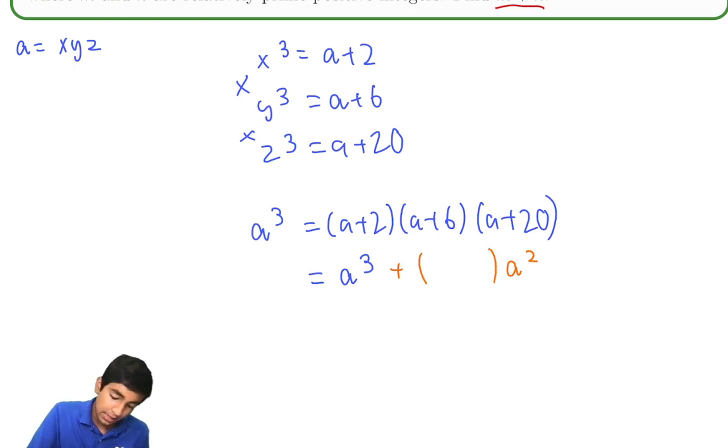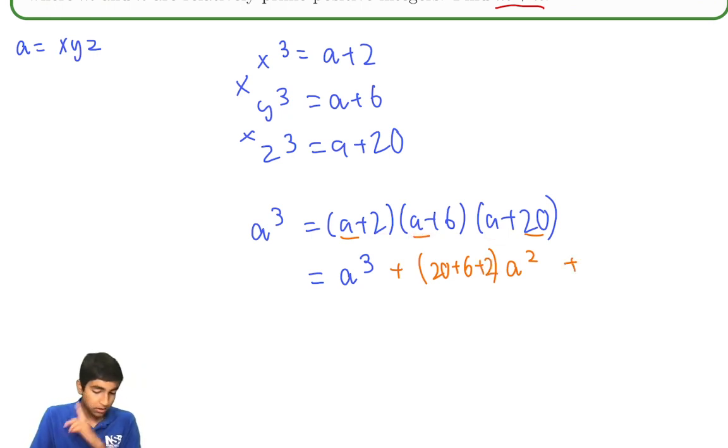Well, we have a times 20, so plus 20. We have a times 6 times a, so that's plus 6. And then finally we have 2 times a, which is plus 2.